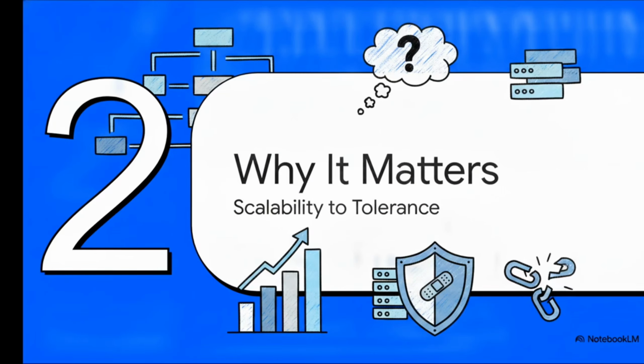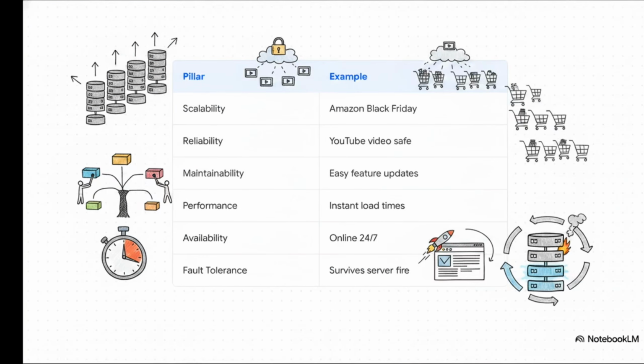Moving right along to Section 2, why system design matters, from scalability to tolerance. Why does this matter so much? Well, the answer really lies in 6 core pillars. First up is scalability. Think of Amazon dynamically adding servers to handle those massive Black Friday spikes without collapsing. Next is reliability, trusting that your YouTube uploads stay safe and sound. Then we have maintainability, which is all about ensuring new engineers can update features without completely breaking the codebase.